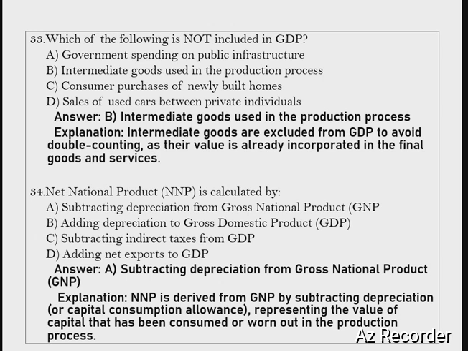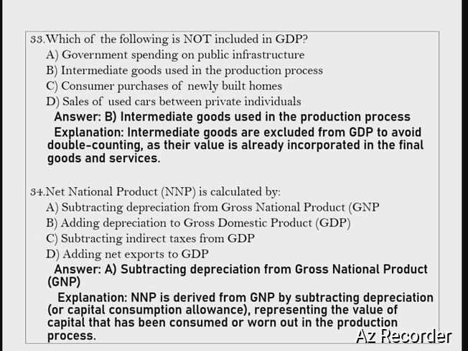Next question is, net national product is calculated by option A, subtracting depreciation from GNP. Option B, adding depreciation to GDP. Option C, subtracting indirect taxes from GDP. Option D, adding net exports to GDP. Correct answer is option A.